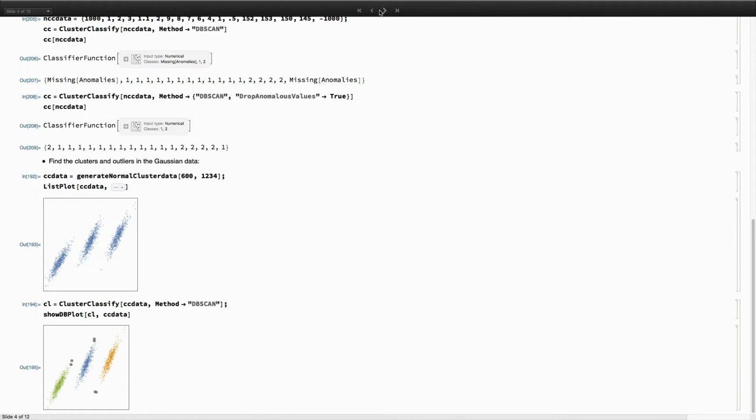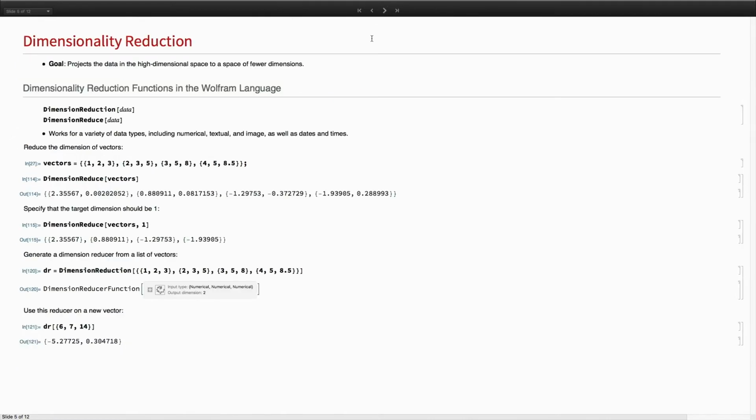So let's change gear and go to the other task of unsupervised learning, dimension reduction, which is often used for visualizing higher dimensional data in lower dimensional space, and it is good for feature discovery and so on. Again, two main functions that we will be using today are dimension reduction and dimension reduce, which work, again, for a variety of data types like images, textual and numerical and nominal data.